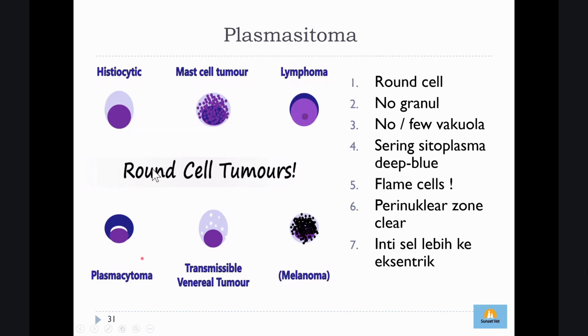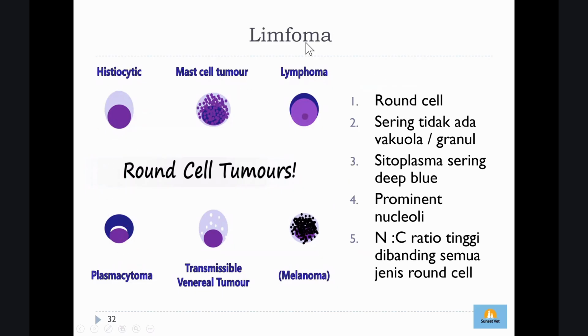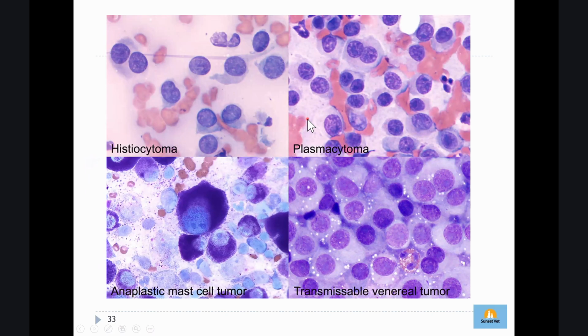Okay, we know already histiocytoma and plasmacytoma, and how about the lymphoma? The lymphoma is typically round. You're not going to see granules or vacuoles, but you can compare it among these three. The nucleus is the biggest because that's characteristic typically of lymphoma. And then there are nucleoli also. This is the nucleus, this is the nucleoli, so you're going to see it here.